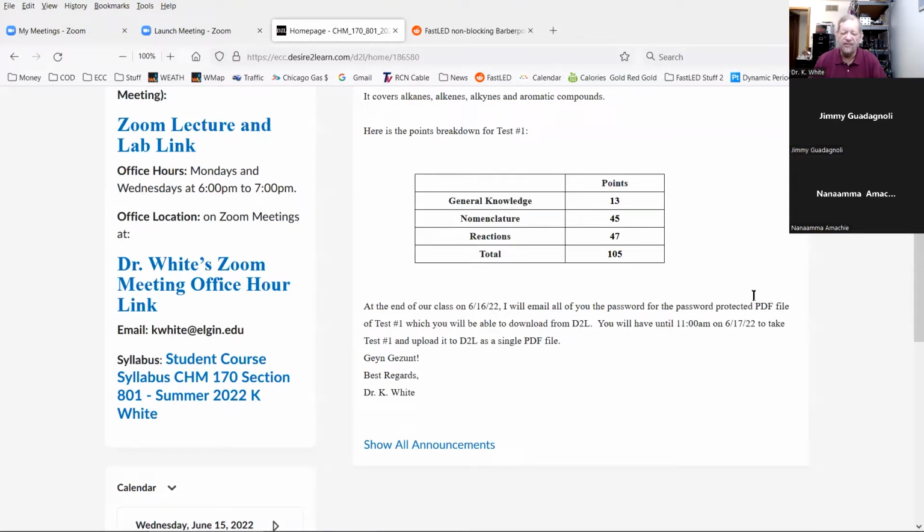Like I said, tomorrow after class, immediately after class, I'll send out an email to everyone with the password for the password protected PDF file, which you should download. You'll have until 11 o'clock Friday morning to take test 1 and upload it. When I send out the password, I'll remind you, take about an hour, hour and a half to do the test, and don't count as time taking the test when you either take a picture or scan it and upload it. That's separate. That's why I'm giving you all that extra time.